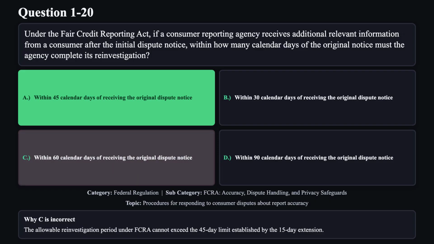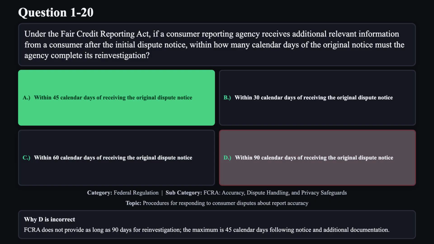Reason C is not correct. The allowable reinvestigation period under FCRA cannot exceed the 45-day limit established by the 15-day extension. Reason D is not correct. FCRA does not provide as long as 90 days for reinvestigation. The maximum is 45 calendar days following notice and additional documentation.